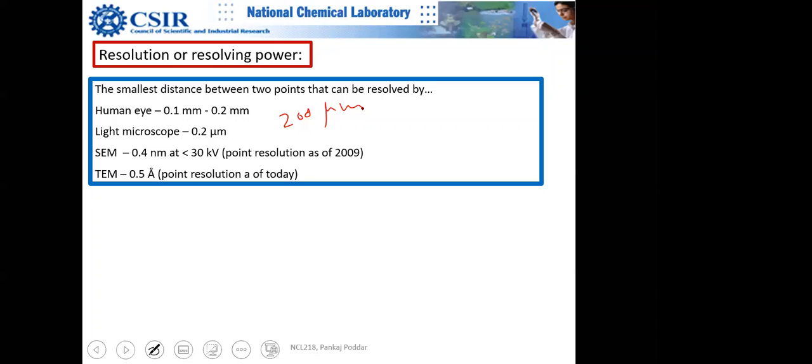Light microscope, as I told you, cannot go beyond 200 nanometer, going by the Abbe and Rayleigh limit. Scanning electron microscope, SEM stands for, S stands for scanning, E for electron, M for microscopy. So SEM we will discuss today at the end. It's a different technique based on electron microscopy again.